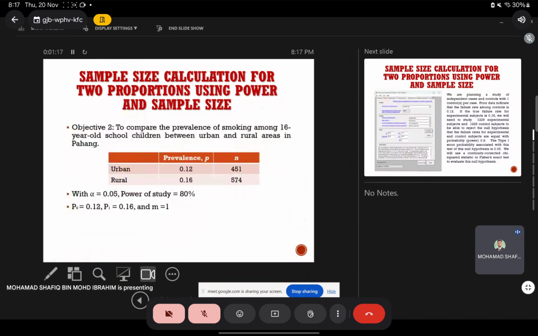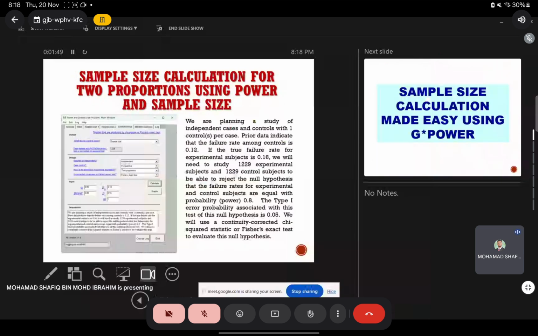For the prevalence as well, same. You should know as well the prevalence of the urban and rural. Let's say if you want to compare the prevalence of smoking among 16 years old between urban and rural area in Pahang. So now you need to have the value of prevalence from the previous study, with alpha equal to 0.05 and power of study 0.8. So these are the prevalence with m equal to 1 if you want to have the same sample across the two groups.